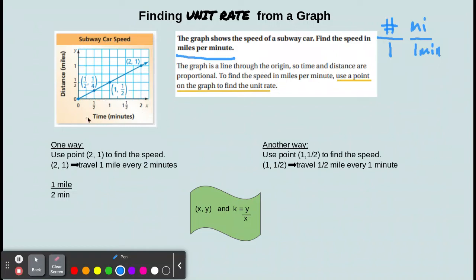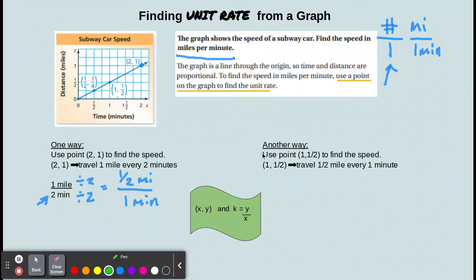So there are two ways to do this. Let's look at point 2, 1. Okay, right there. That tells us in 2 minutes, our subway car travels a distance of 1 mile. To find the unit rate, remember, we need to have a 1 on the bottom, right? A 1 on the bottom, just like this. So if we have a 1 on the bottom, if our x equals 1, then we need to divide both the top and bottom by 2. So that gives us 1/2 mile per 1 minute, and that's our unit rate.